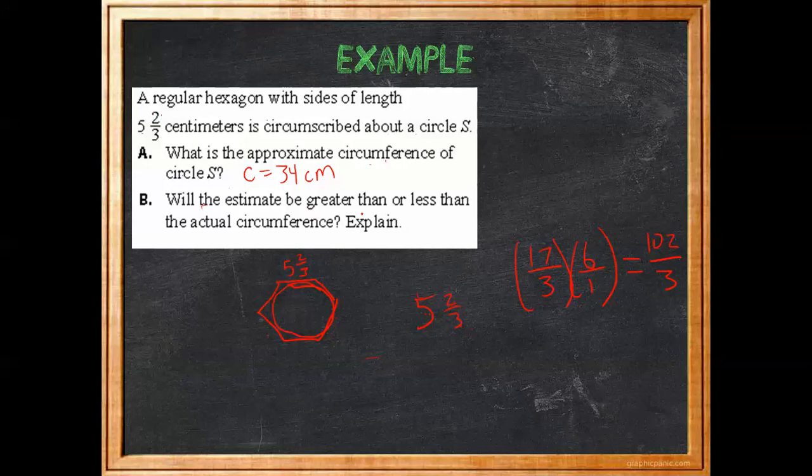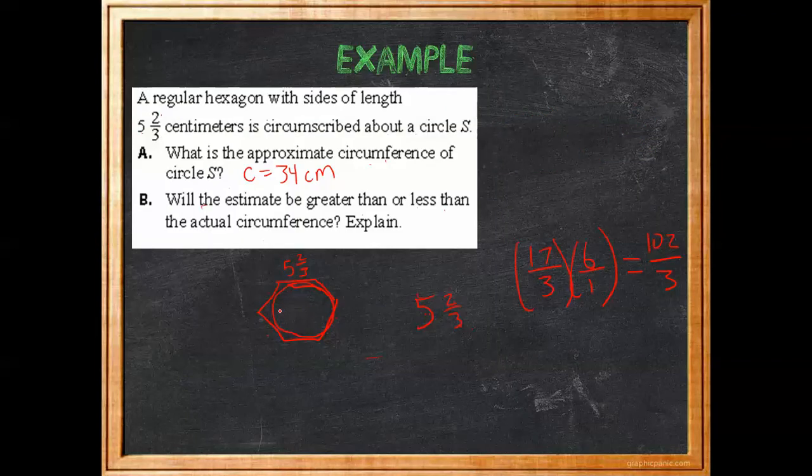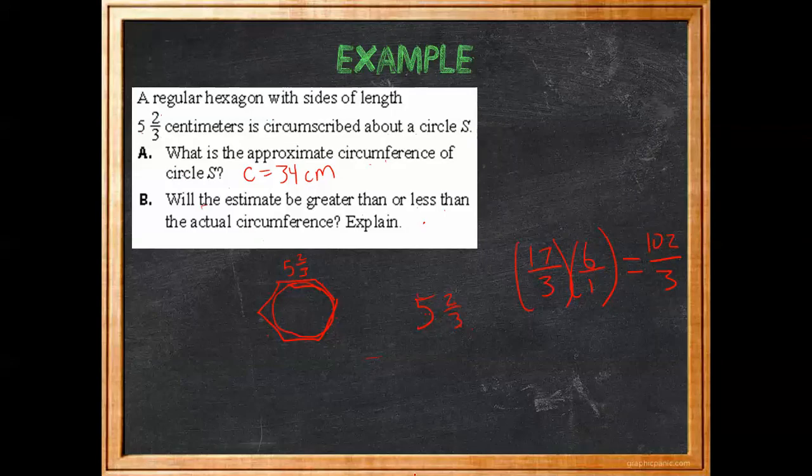Now it says, will the estimate be greater than or less than the actual circumference? Well, think back about what we said about the square. Here we don't actually know what the diameter is, but we do know that the hexagon still is longer. It takes up more space than the circle, so we know that 34 is probably a large estimate. So we're going to end up with a number that's bigger than what the actual circumference is going to be. And that is the end of area and circumference of circles.